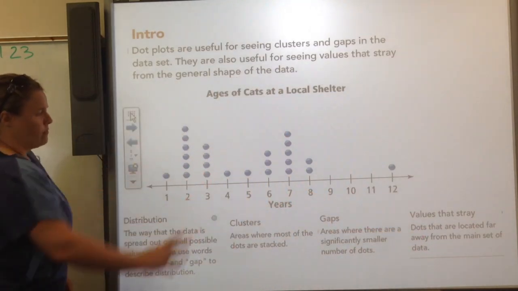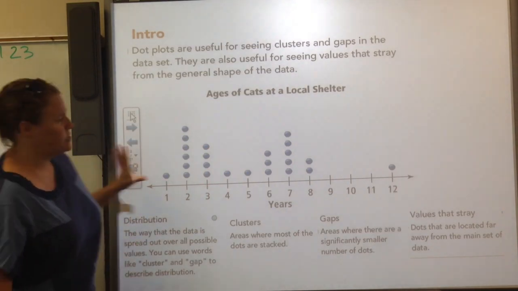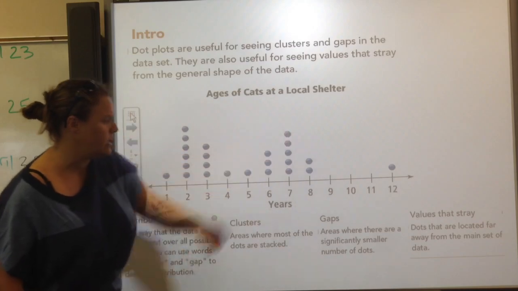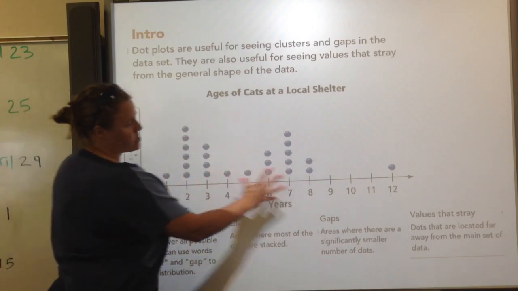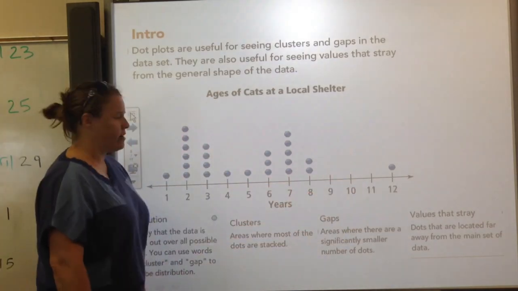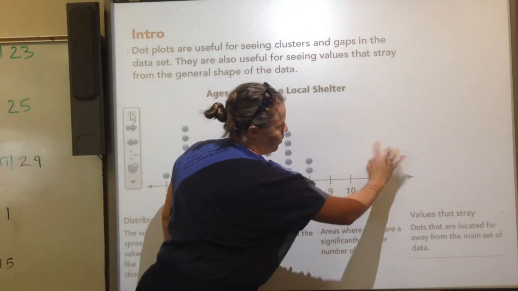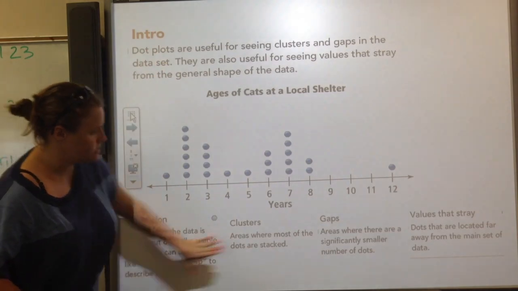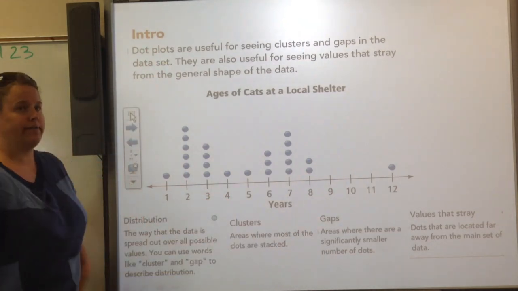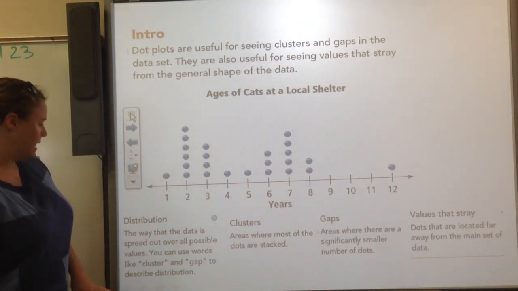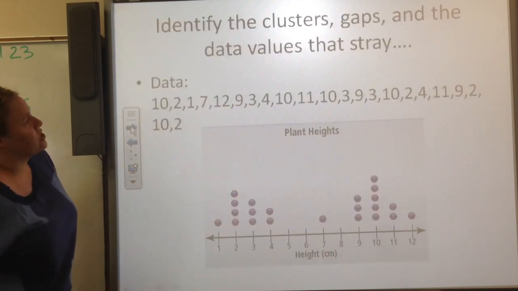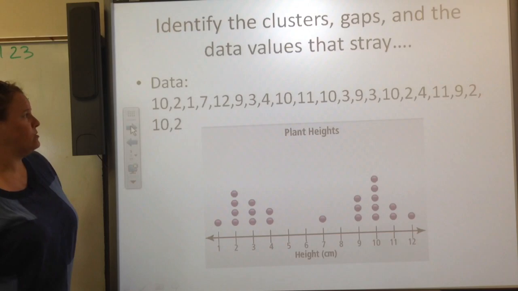So looking at our data set here, this is how it's distributed. Our clusters are in this area and in this area. Our gaps are here and here. And our values that stray, we have one over here that's away from the rest of our data. So these 4 pieces of information need to be recorded for your notes for how to analyze the dot plot. Identify the clusters, the gaps, and the data values that stray.